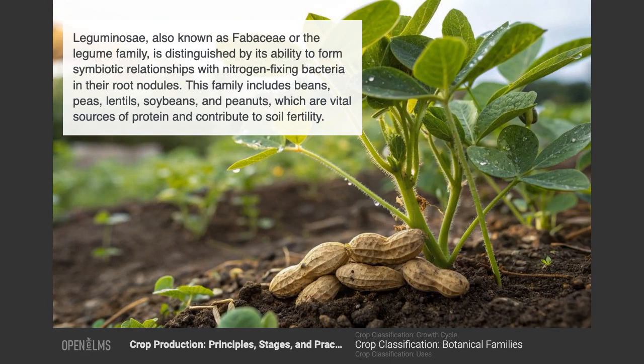Leguminosae, also known as Fabaceae or the legume family, is distinguished by its ability to form symbiotic relationships with nitrogen-fixing bacteria in their root nodules. This family includes beans, peas, lentils, soybeans, and peanuts, which are vital sources of protein and contribute to soil fertility.